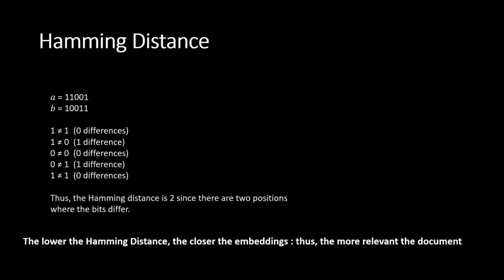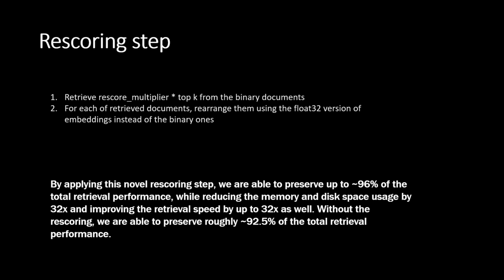So for example, from left to right, you compare 1 and 1, no difference. 1 and 0, there's a difference, so your Hamming distance increases by 1. 0 and 0, no difference. 0 and 1, 1 difference. 1 and 1, 0 difference. Therefore your final Hamming distance is 2, and the lower your Hamming distance, the closer your embedding is, that is, the more relevant your document is. So this is a very simple algorithm that you can use to retrieve your documents.